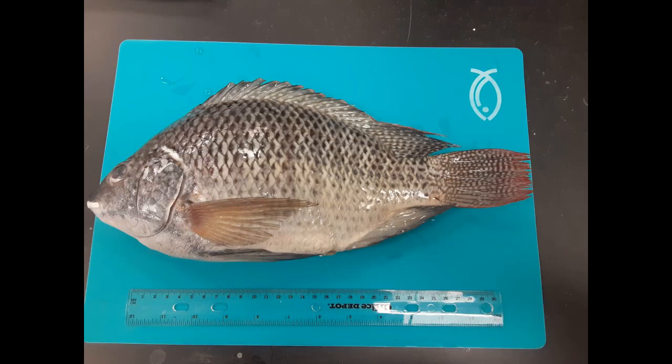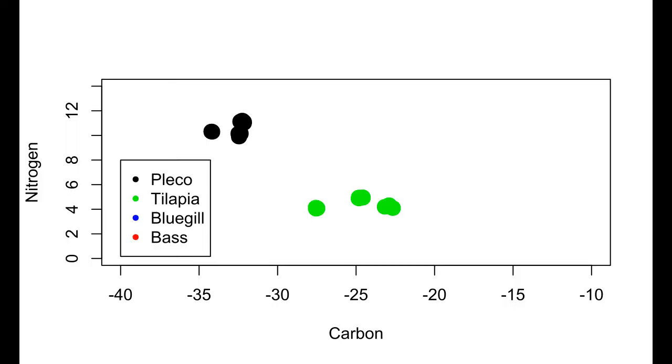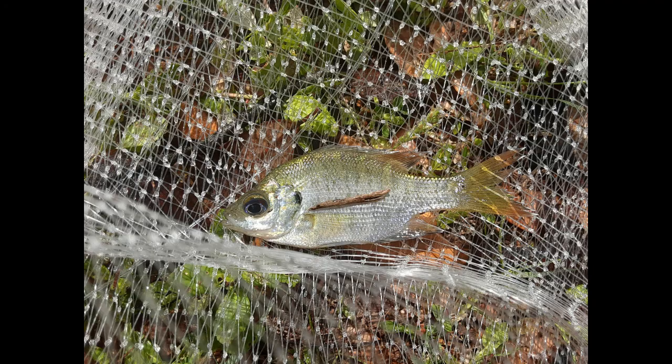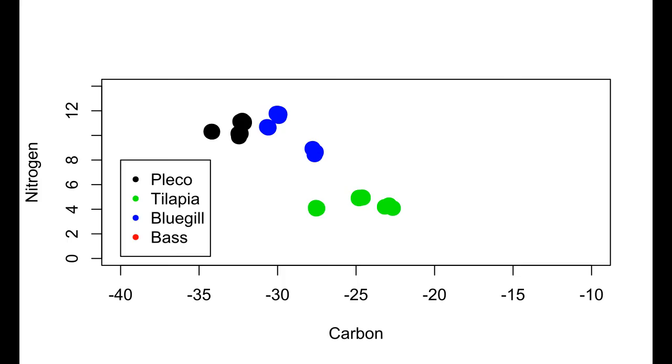Next, we have our tilapia in green, which is on the lower side of the nitrogen axis, showing that it is probably an herbivore. Next, we have our bluegill, shown here in blue. It looks like a predator with a high nitrogen isotope ratio. This makes sense since it is known to hunt small fish and insect larvae.